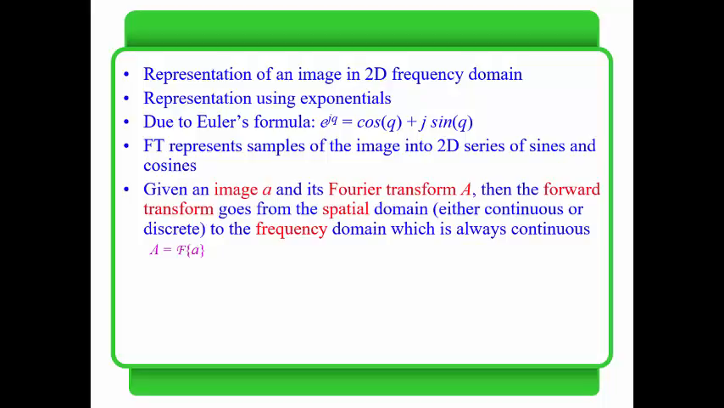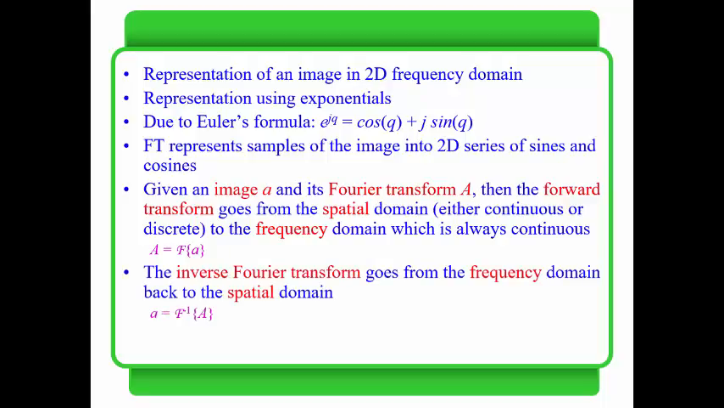Given an image, small a, which is the original image, and its Fourier transform, uppercase A, the forward transform goes from the spatial domain to the frequency domain. So capital A is the Fourier transform of small a. As well, we have the inverse Fourier transform: we can go from capital A to small a by applying the inverse Fourier transform, which is represented by F to the power minus 1.